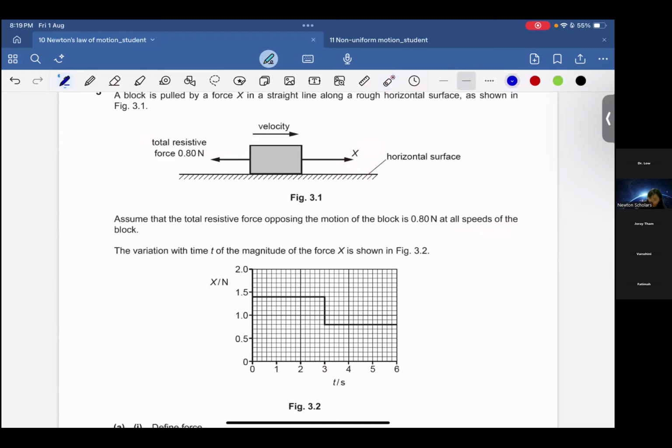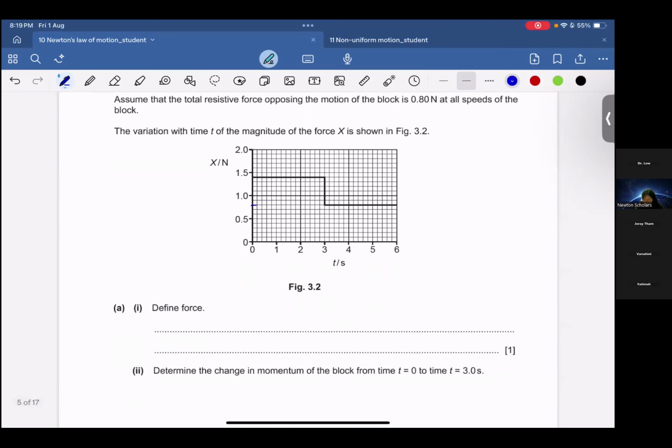In the first 3 seconds, maybe I can write it here, the X actually is 1.4 Newton. Then after that, from 3 seconds to 6 seconds, it will be 0.8 Newton. So the force will change. Then after that, look at here, define the force.